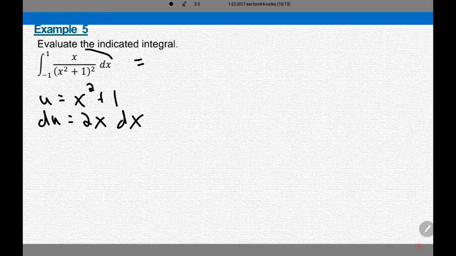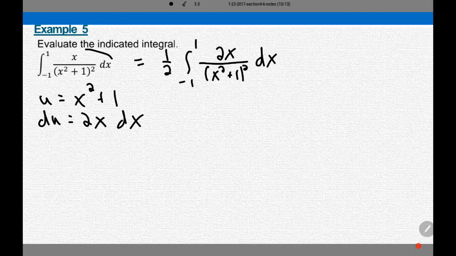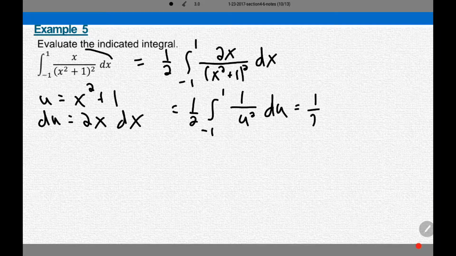In order to get that pushed out, I need a 1/2 the integral of 2x over this stuff on the bottom, x squared plus 1 squared. And now I can make my substitution. It's 1/2 the integral from -1 to 1 of 1 over u squared du. So now I can integrate with respect to u. I've got to remember this is just 1/2 the integral from -1 to 1 of u to the -2nd power, and I use my power rule.